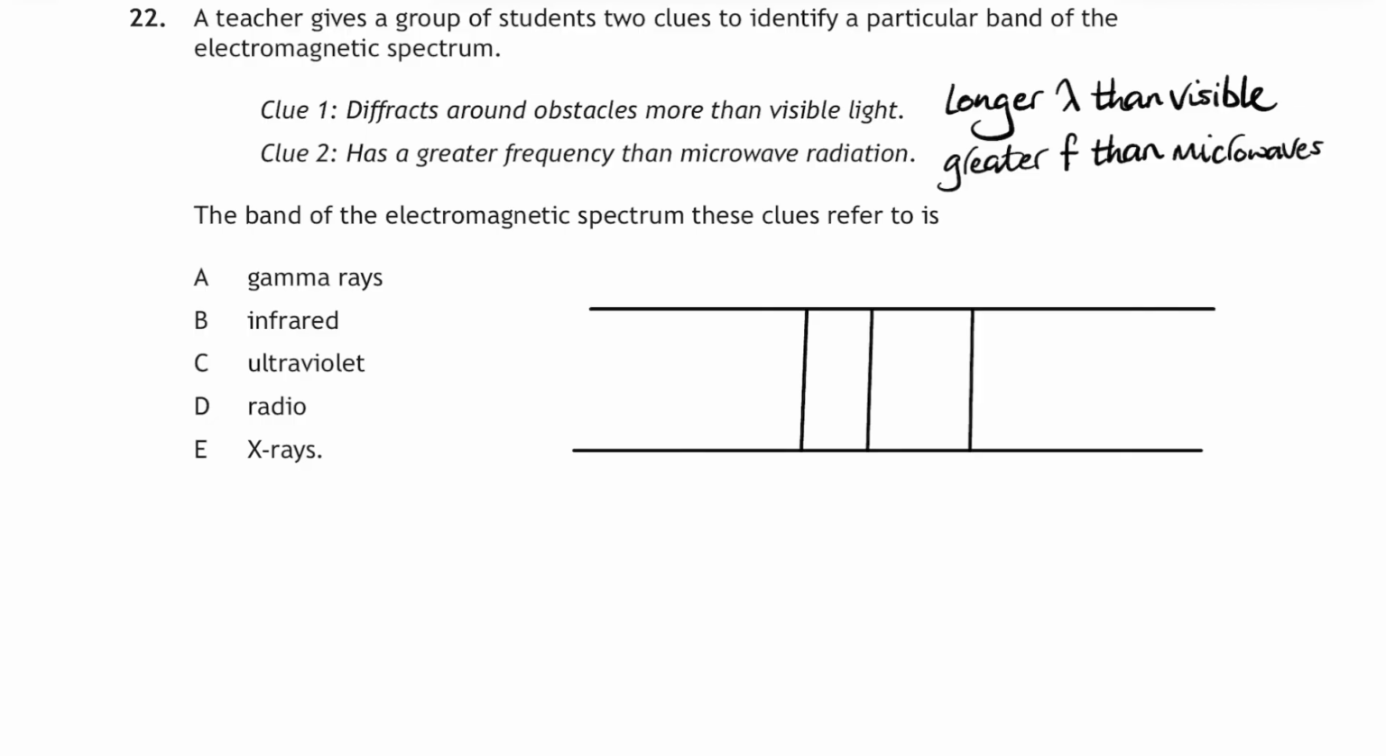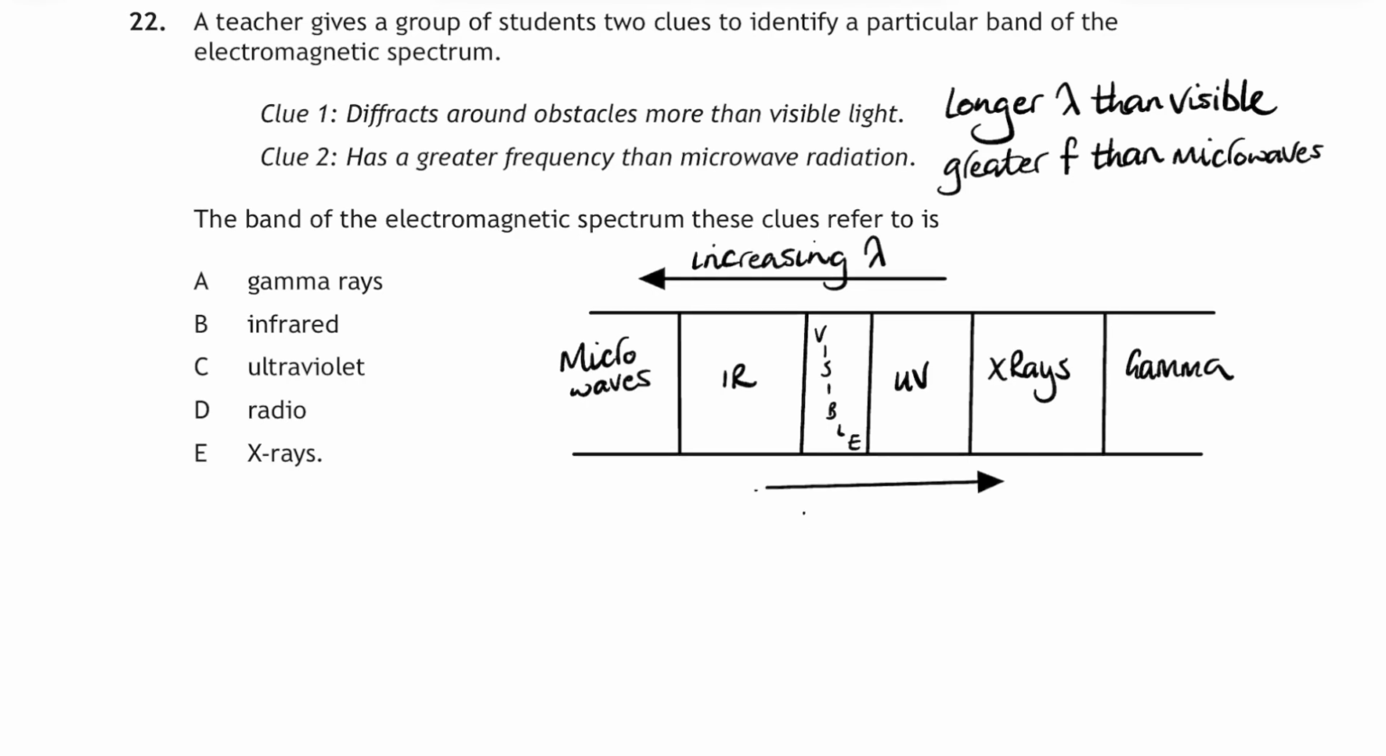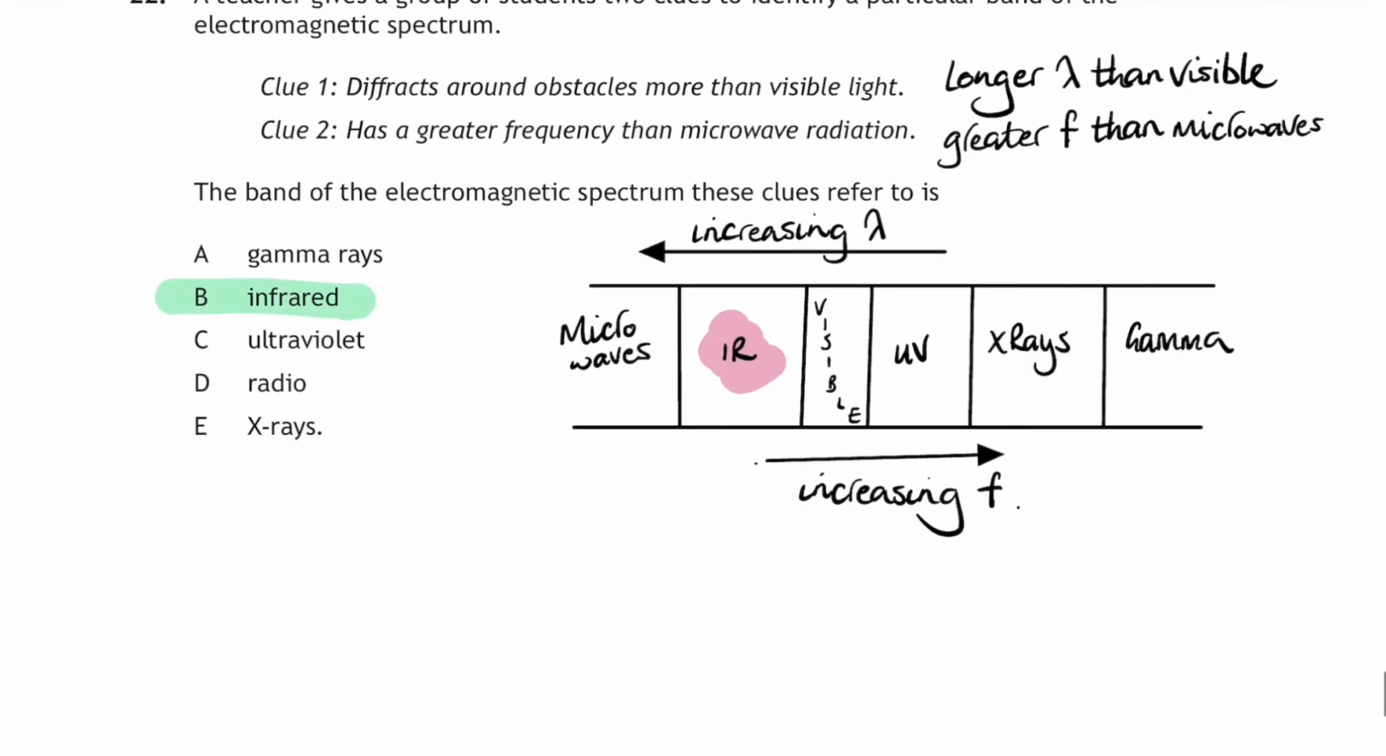I think we need a little diagram here of the electromagnetic spectrum. So let me sketch one in very quickly. Remember, if we go from right to left there, we're going in the direction of increasing wavelength, and from left to right, we're going in the order of increasing frequency. So longer wavelength than visible light can only be infrared and microwaves, and a greater frequency than microwaves means our only option then is infrared. That corresponds to answer B, 22B.